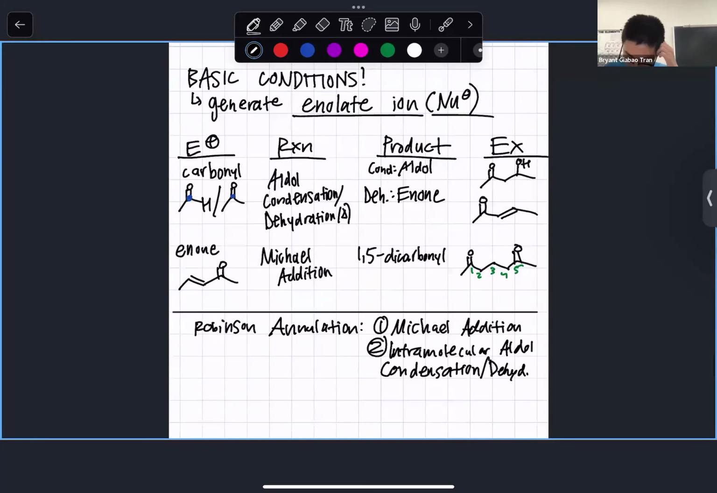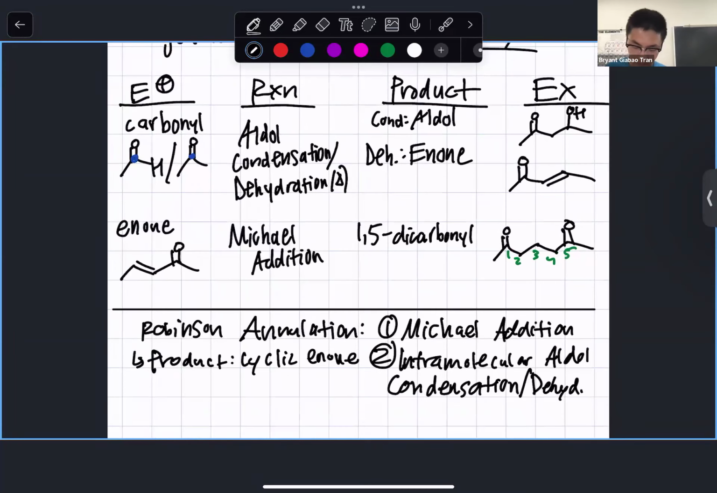And then the product of Robinson is a cyclic enone because of the intramolecular reaction. All intramolecular reactions always form a ring, a cycle. Cyclic enone coming from dehydration, or cyclic aldol coming from condensation.